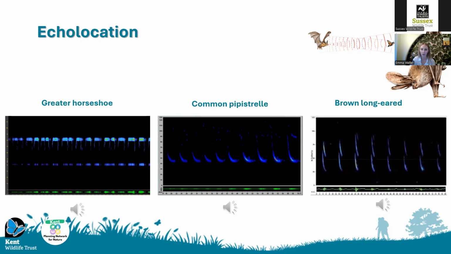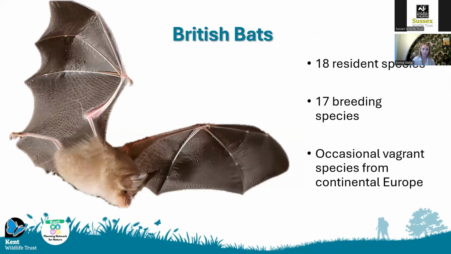So I really hope you heard those calls there. So in Britain, we have 18 species of bat, 17 of which are confirmed as breeding. However, in the UK, we are seeing increasing numbers of vagrant species that occasionally make an appearance. These are usually blown over from mainland Europe. But in Britain, our resident 18 species make almost a quarter of our mammal species.